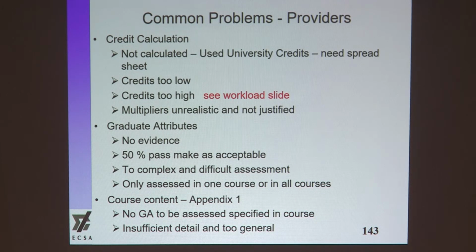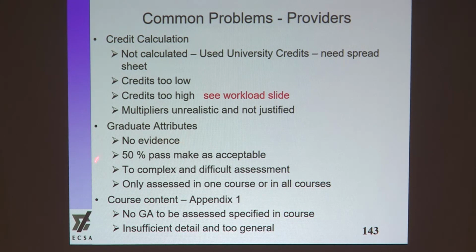Common problems. This is the type of problems we find: not calculated according to the Ecsa spreadsheet. Credits too low, credits too high. I've got a slide on this which I'll leave behind. And multipliers are totally unrealistic. Guys, these are the common things that we pick up, and it's pretty common throughout, particularly in the start. You get used to it afterwards.